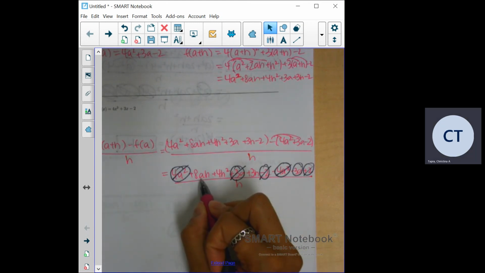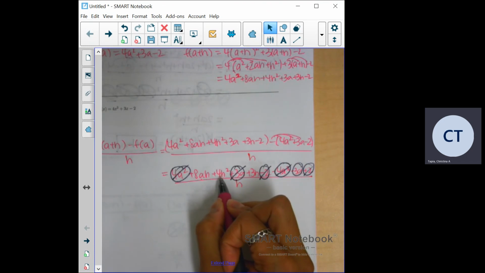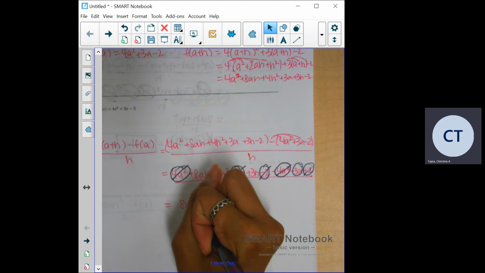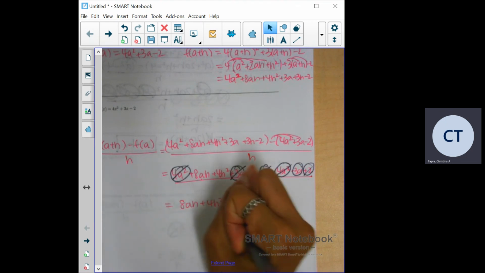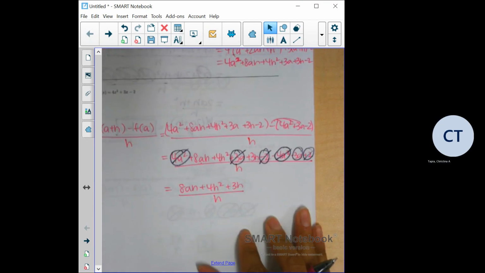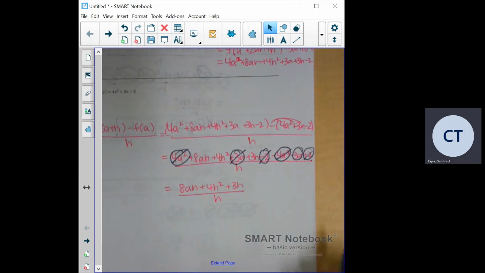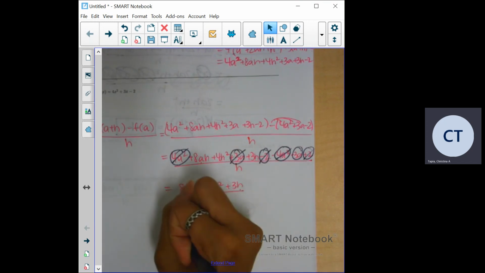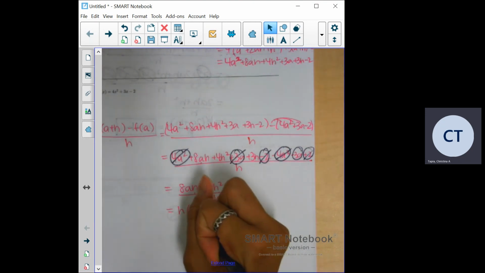Okay, let me see what I have left. I have a 3ah, I have a 4h squared, and I have a 3h. 8ah, 4h squared plus 3h all over h. Just like we did before, I know Giselle was saying we can try to cancel the h's. Before you do that, you have an h here, 2 h's, and another h here. Factor that out so you can cancel it correctly.